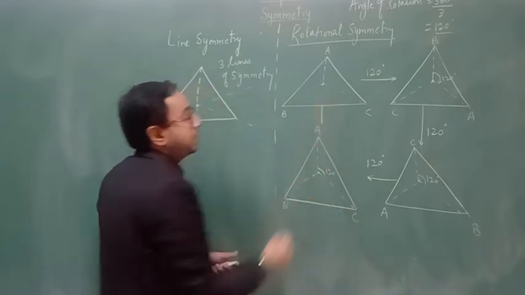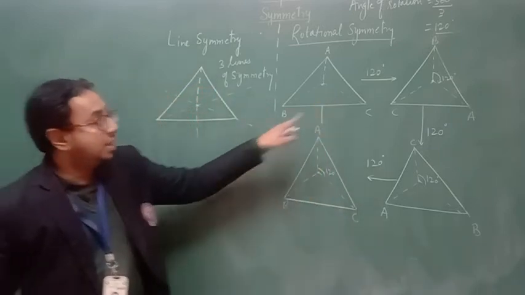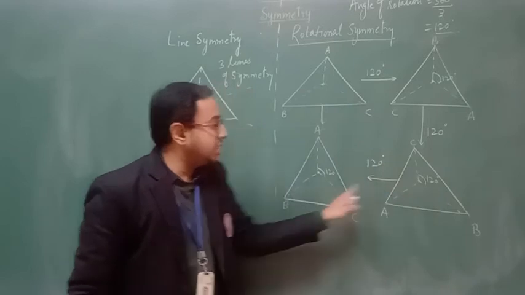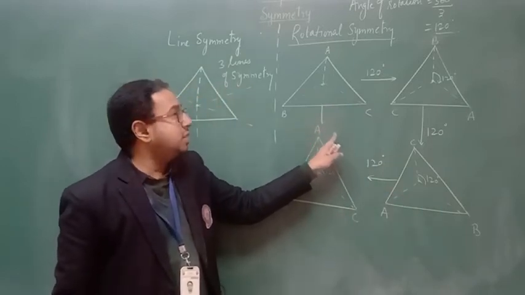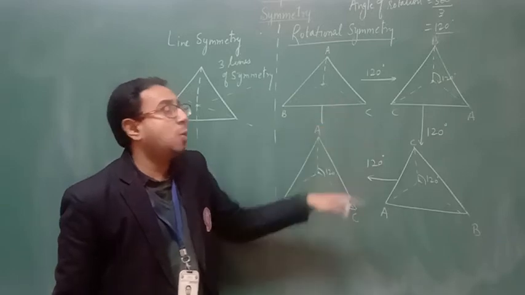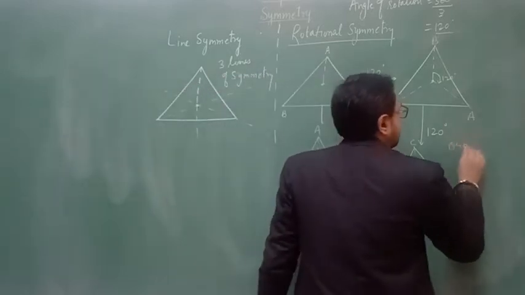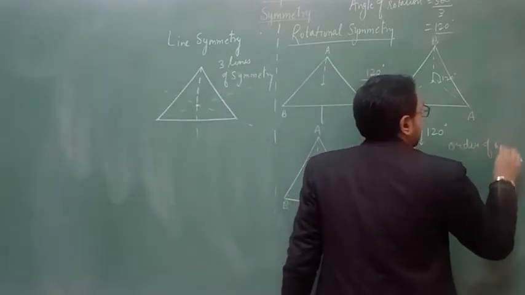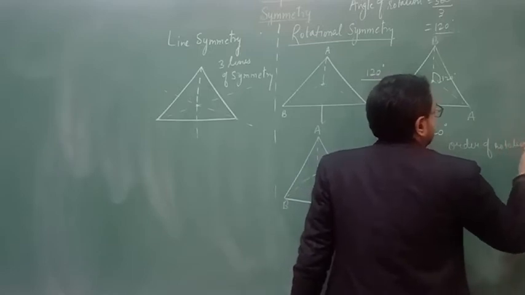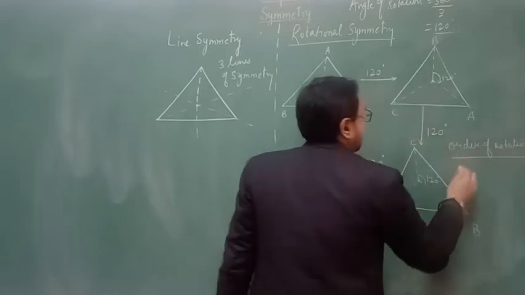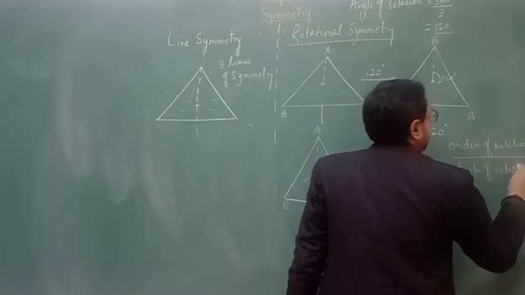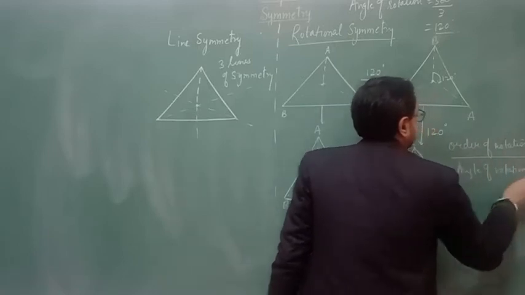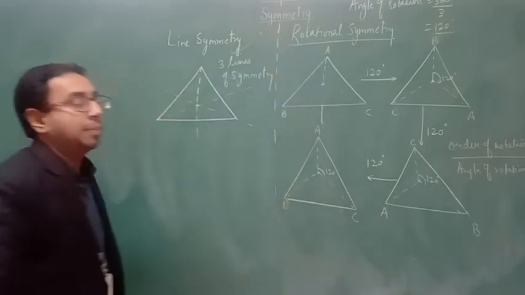So can you see that in case of equilateral triangle, after 1st, 2nd and 3rd term, it takes the original shape back. Once it has taken the original shape back, after how many terms? 3. So order of rotation of an equilateral triangle is 3. Are we clear? And angle of rotation, it's 120 degree. So equilateral triangle is the best example here.